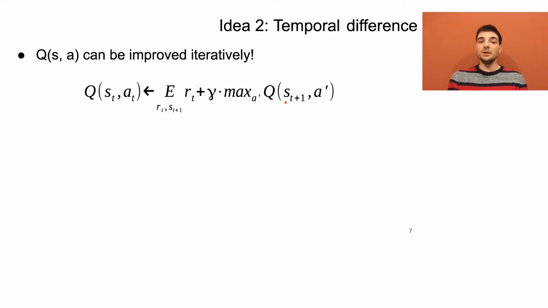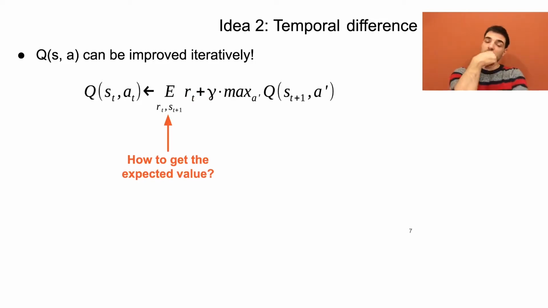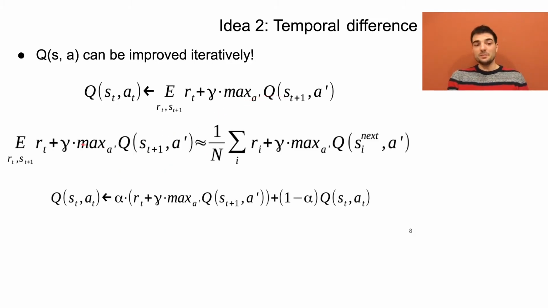So Q function can be improved iteratively, step by step, except we don't know how to compute the expected value, right? Because we don't have the probability distribution for the reward. So what do we do? Like always, if we can't get something explicitly, let's just estimate it. For example, for expected value, use just sample average: sample different trajectories and get it. So expected reward plus gamma by maximum Q value is some kind of average reward plus gamma, once again, by maximum Q value.